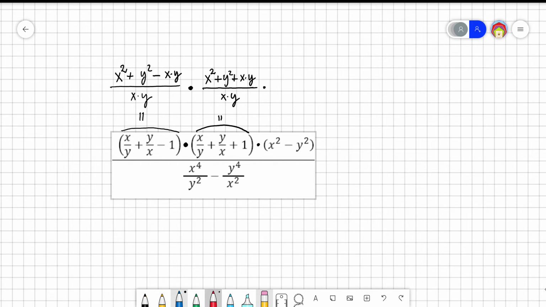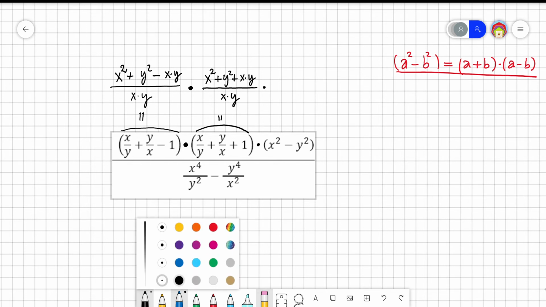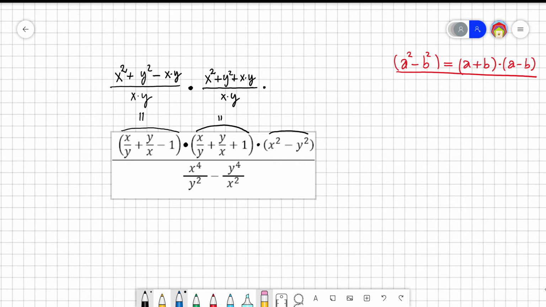You need to learn all the formula. For example, I take it with different letters. This is a plus b times a minus b. So we apply that formula in this particular case for x squared minus y squared, and we can easily replace it as a multiplication of x plus y times x minus y.